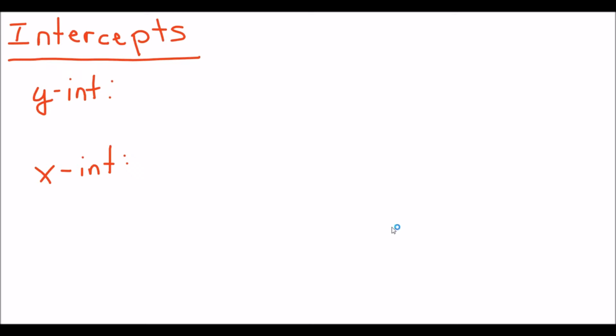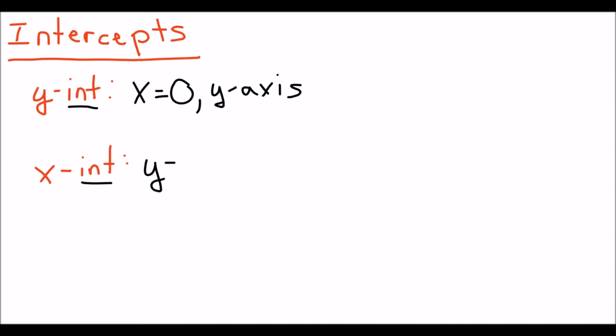First things first, we have in Algebra 1 two types of intercepts, Y-intercepts and X-intercepts. If there's any confusion here, I just abbreviated intercept with INT just for simplicity's sake. So a Y-intercept is where x equals 0. Another way to put that is basically it's where the line crosses the y-axis. So I'm just going to write y-axis. And an X-intercept, on the other hand, is the exact opposite. It's where y equals 0, or where the line crosses the x-axis.